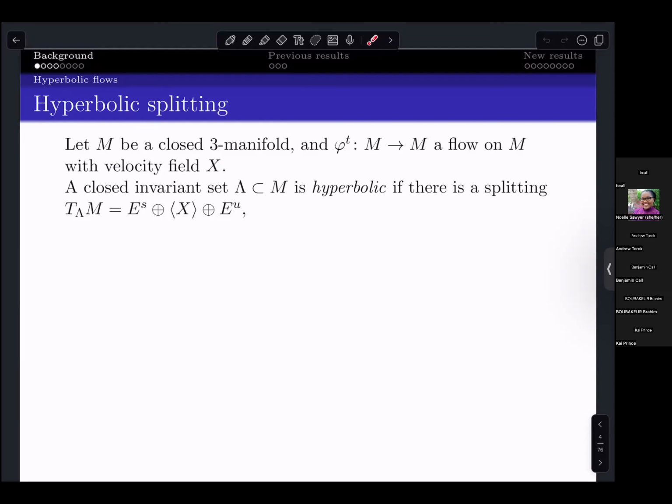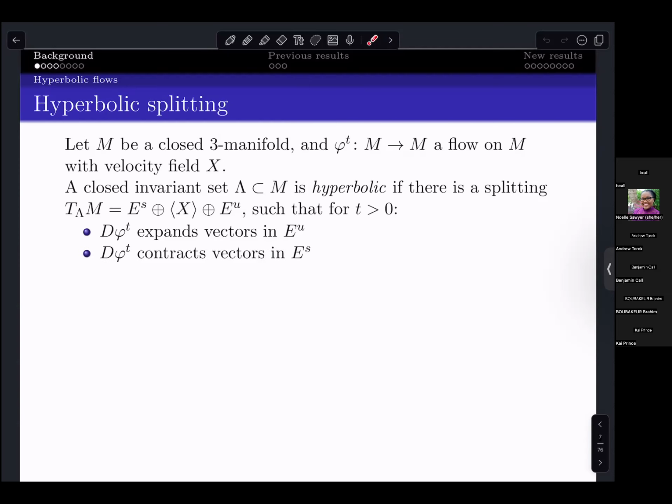So what do I mean by stable and unstable? If I'm moving forward in time, so if t is positive, then the derivative of the flow is going to expand vectors in the unstable direction. It will contract them in the stable direction, and it will do so exponentially fast with this parameter t.